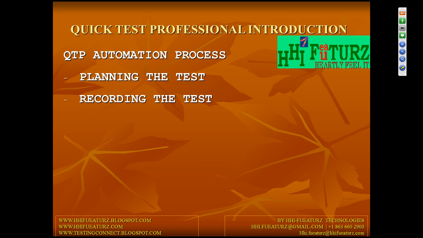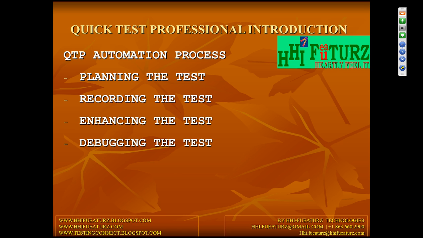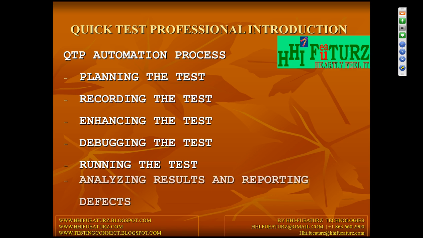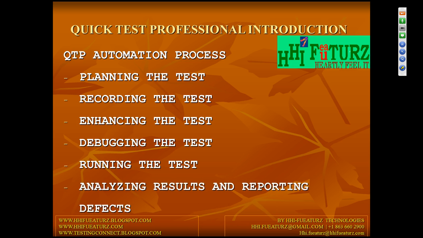So you want to come up with automation for any project, which means you have to follow some process. So what exactly is the process you follow? That is nothing but the QTP automation process. There are six different phases you will follow: planning the test, recording the test, enhancing the test, debugging, running the test, analyzing results, and reporting defects.